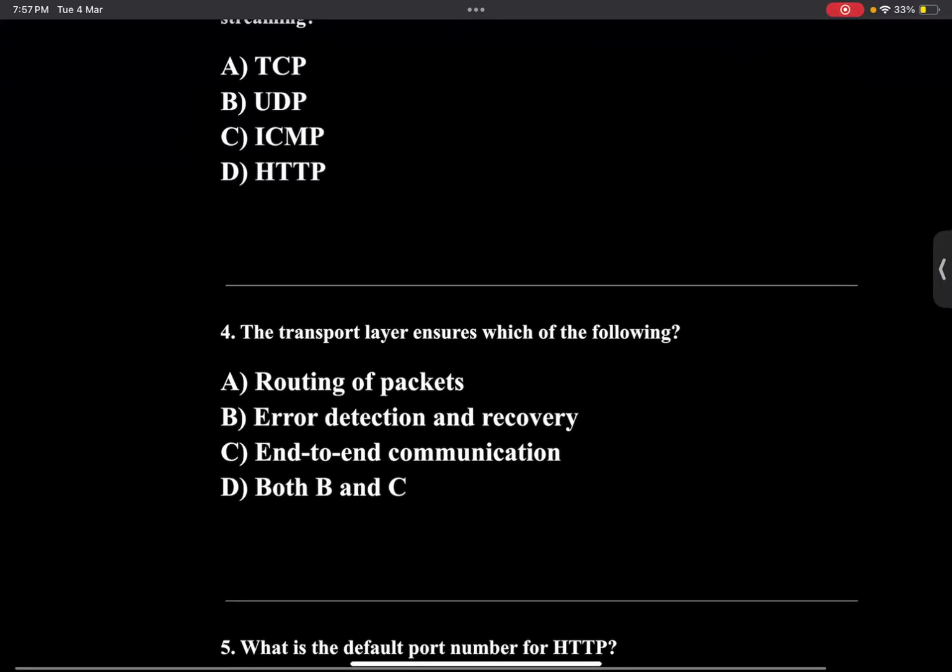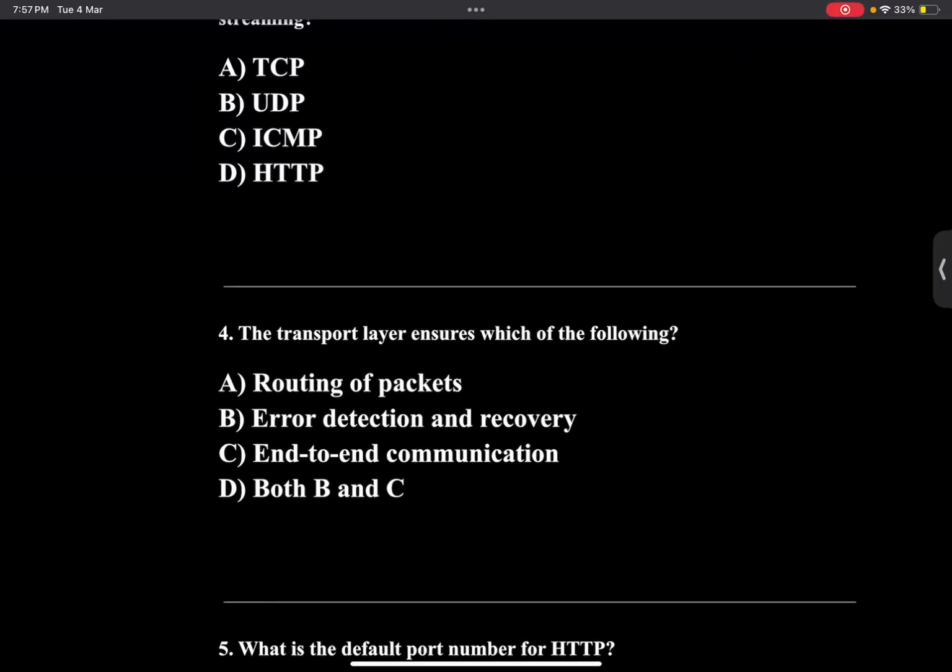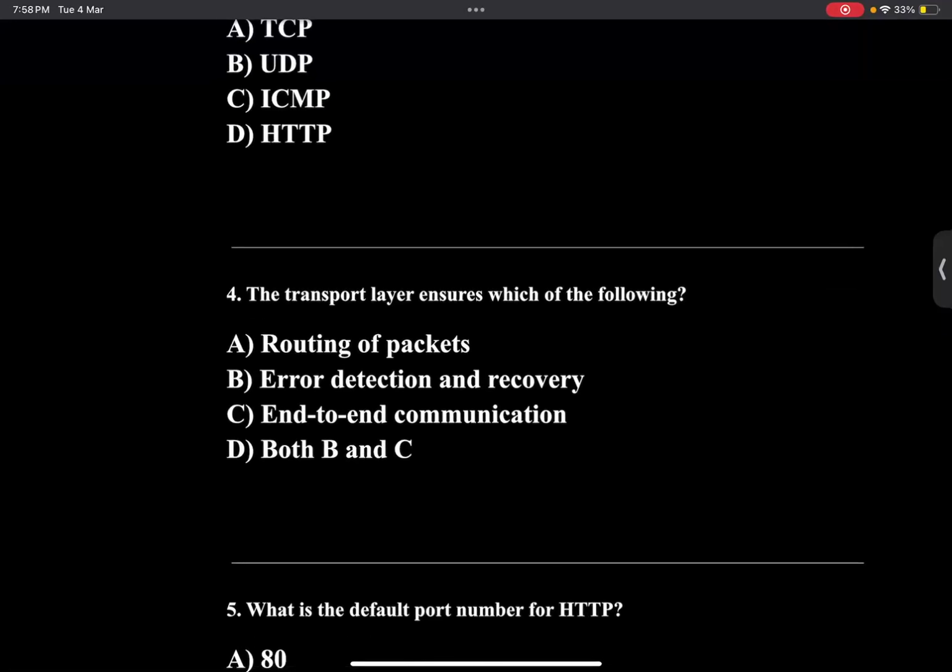So that's why. The transport layer ensures which of the following? Joseph, you can change your answer as well. Check properly. What is meant by recovery here? Does it mean lost packets or something else? Lost packet retransmission, we can say. Oh, in that case, 4D. Yes, absolutely correct. It's 4D.